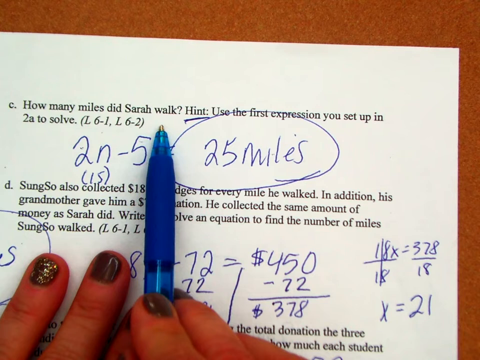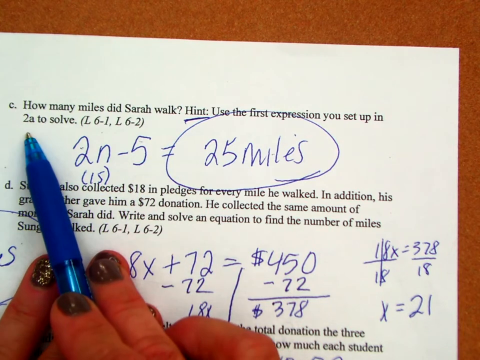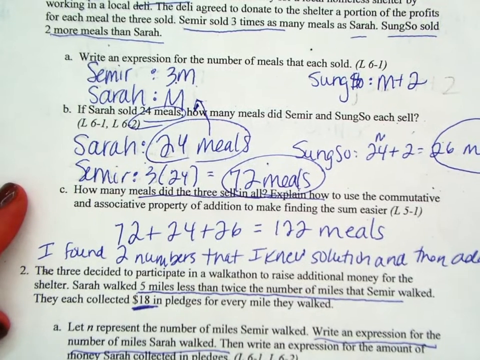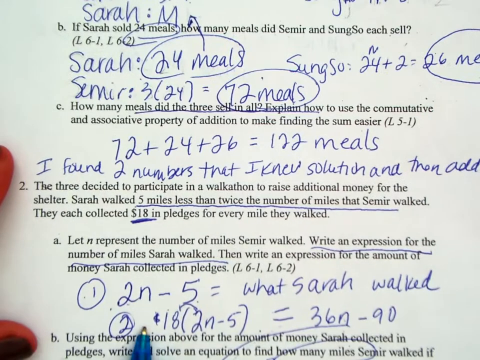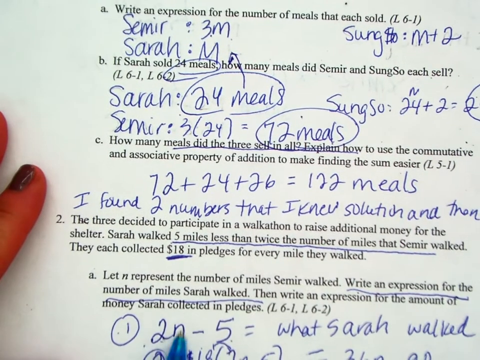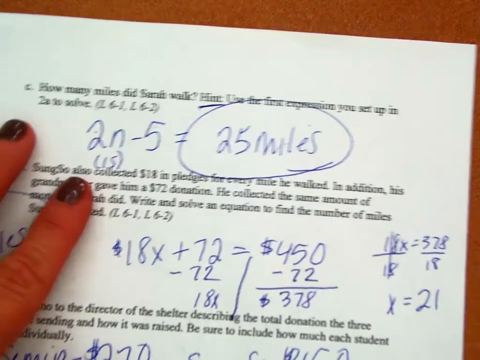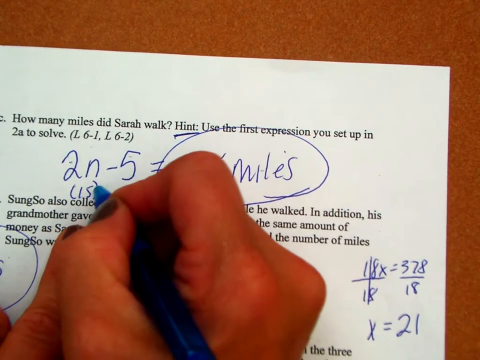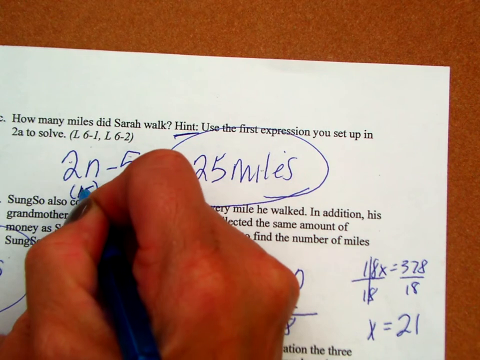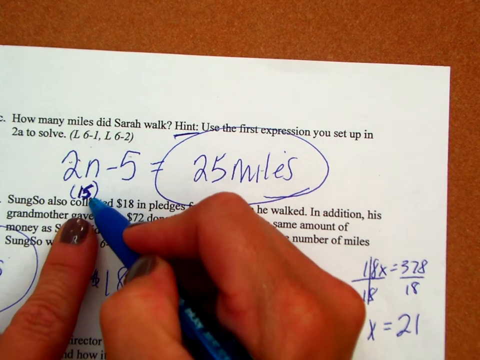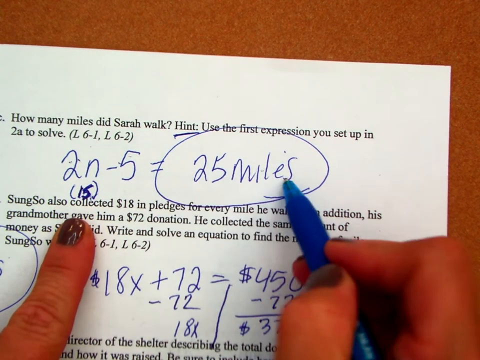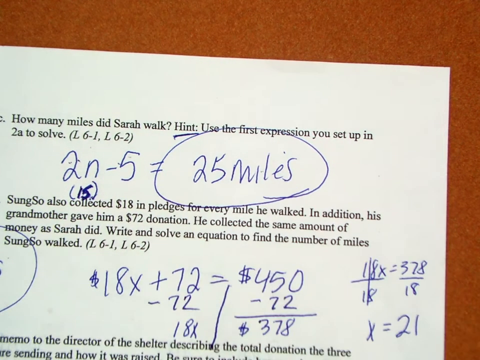Because how many miles did Sarah walk? Use the expression in 2a. So I come back over here to 2a. And 2a, the expression was 2n minus 5. So I need to copy this back over to here, 2n minus 5. But I know that n is 15. So now 2 times 15 is 30, minus 5 is 25 miles.